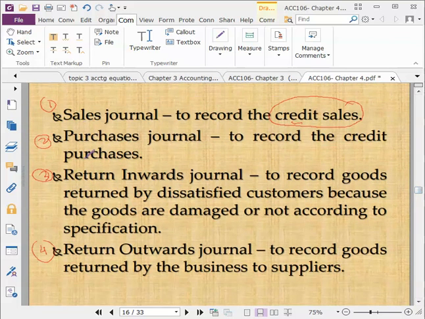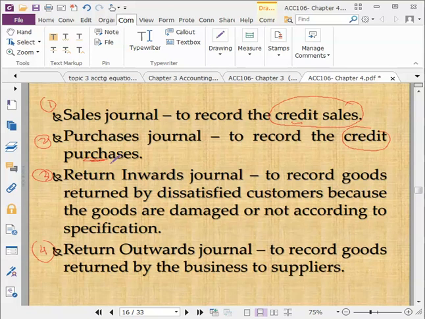Kita sambung balik. Yang second one, purchase journal. Purchase journal pun untuk record credit purchases. Credit purchases tu maksudnya apa? If the owner buys goods or products from the supplier on credit. Itulah purchase journal. Terus sahaja masukkan dalam purchase journal.